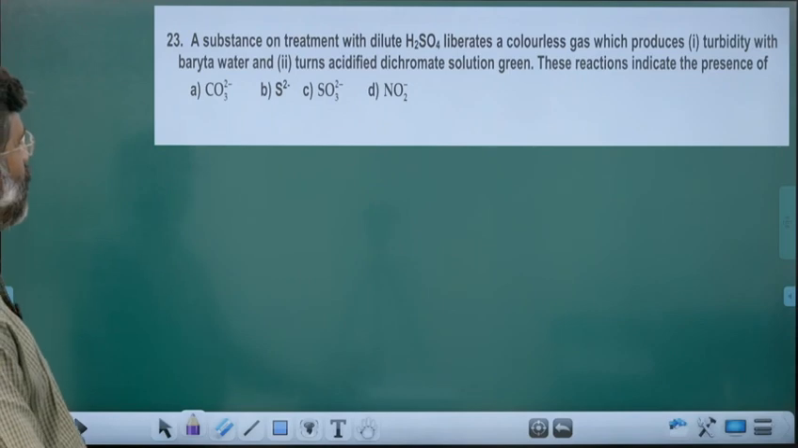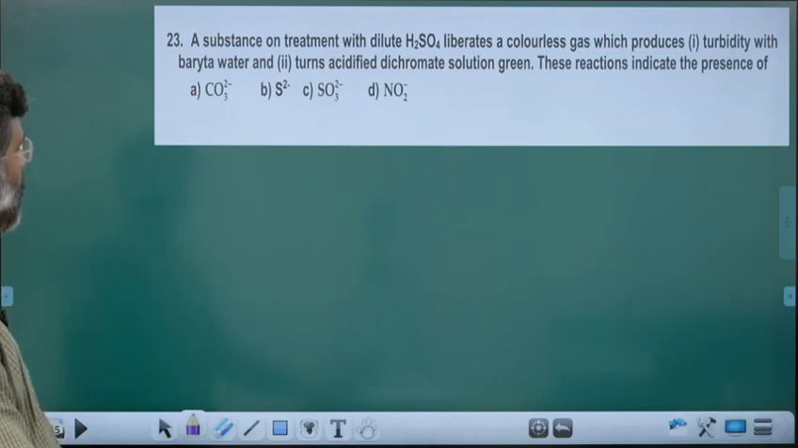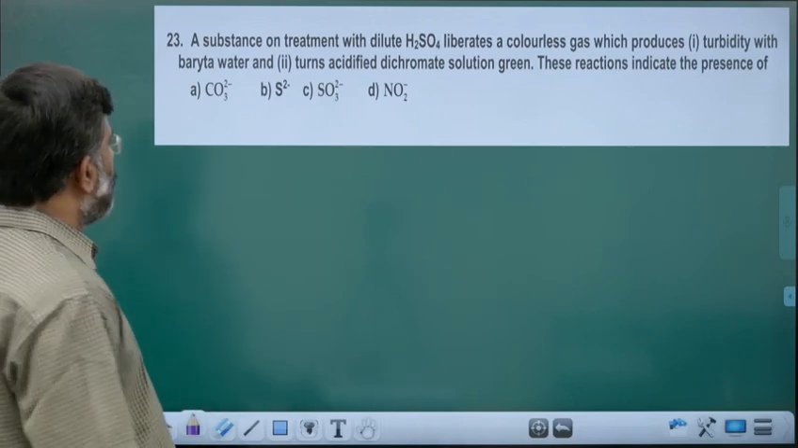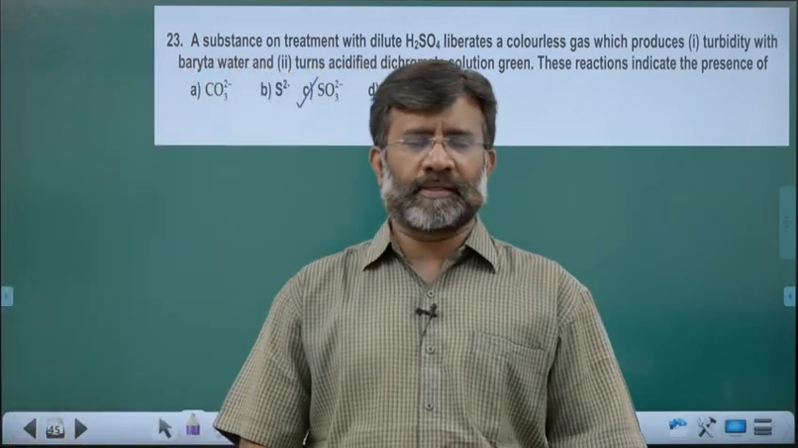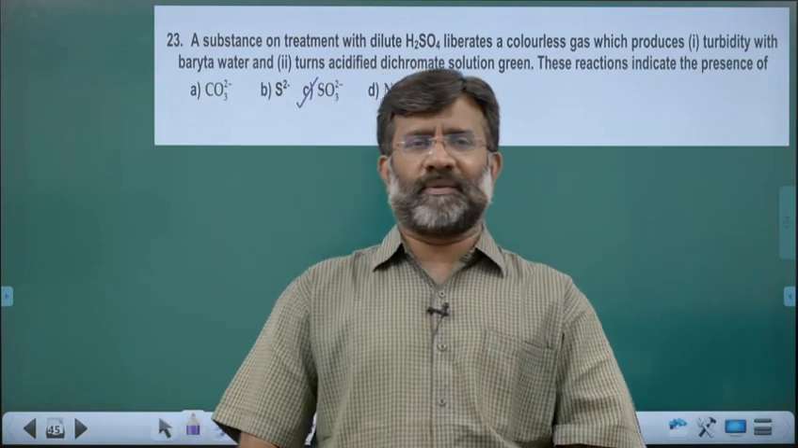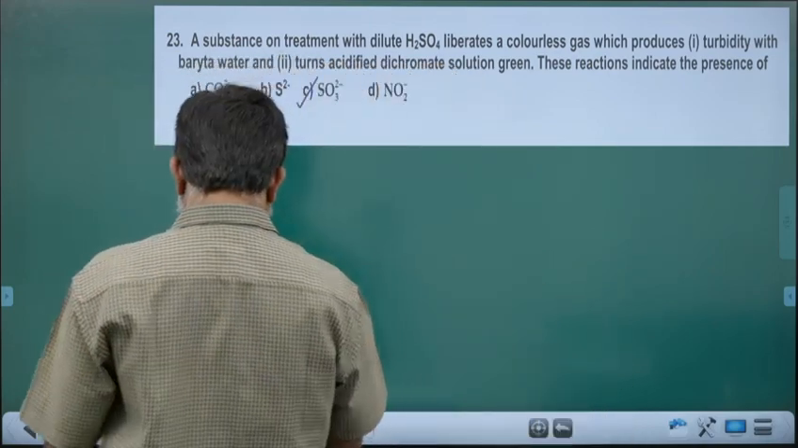A substance on treatment with the dilute sulfuric acid liberates a colorless gas which produces turbidity with baryta water and turns acidified dichromate solution green. These reactions indicate the presence of... Option C, SO3 2 minus. With the dilute sulfuric acid, you will get SO2 gas liberated.